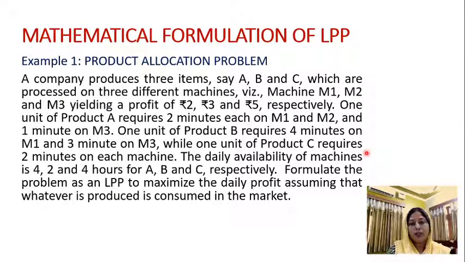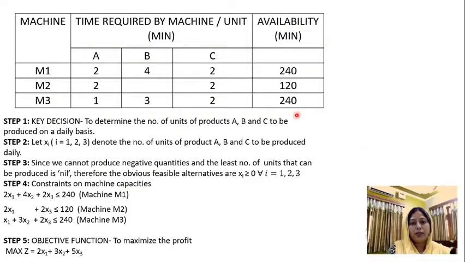So we will put the data in a tabular form. Machines M1, M2, M3, time required by machine per unit in minutes. So product A requires 2 minutes on M1, 2 minutes on M2 and 1 minute on M3. Similarly, product B requires 4 minutes on machine M1 and 3 minutes on machine M3, and product C requires 2 minutes on M1, M2 and M3. Now availability in minutes. It is given in hours, so we need to convert it into minutes.